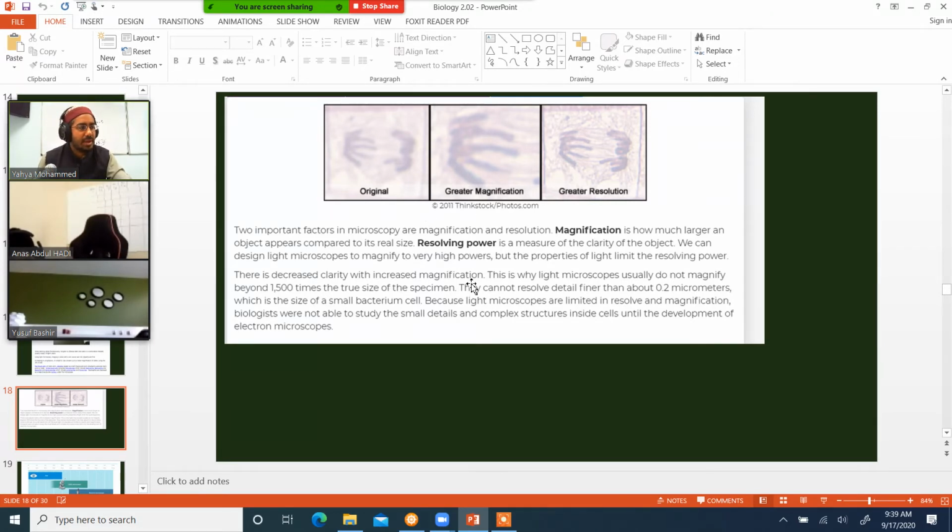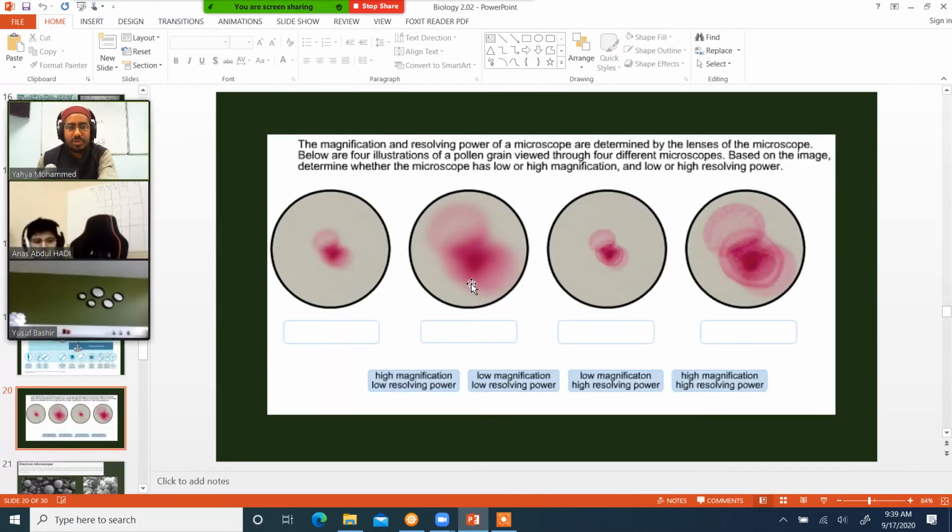In resolving power, let me see if I have a picture here. What is resolving power? Resolving power is the ability to see two objects separately. If you magnify something, let's say there are two objects that are really close together. Hey, brother, isn't resolving power the clarity of the object? Yeah, that's the resolution. That's what I'm saying. So here's how you define it: if you have two objects that are really close together.